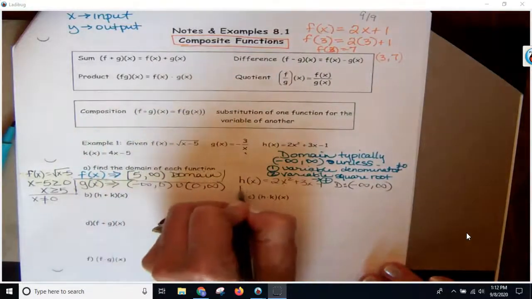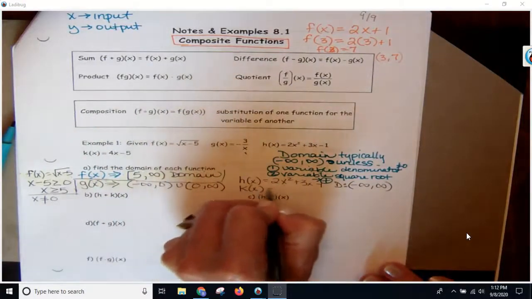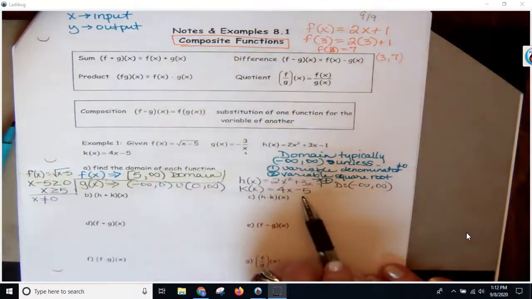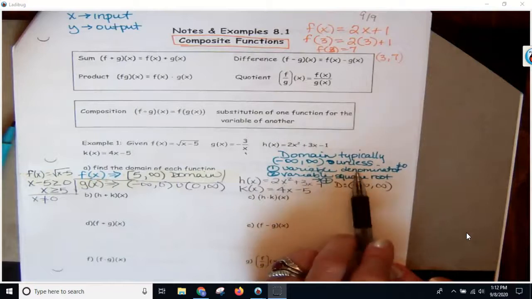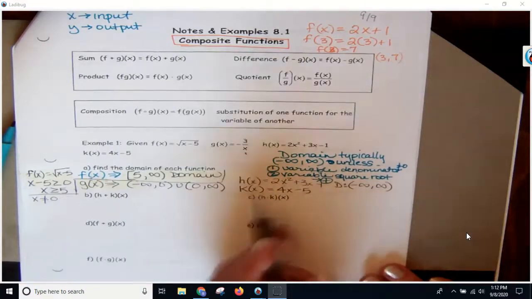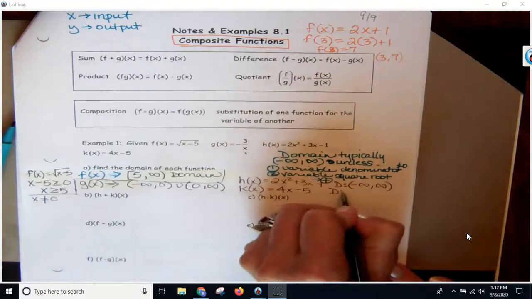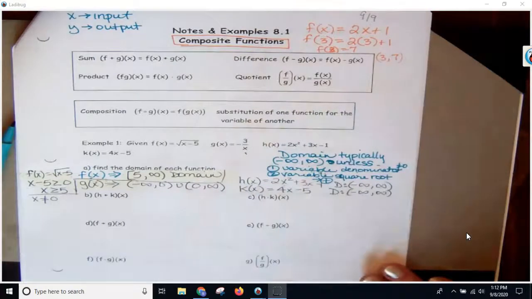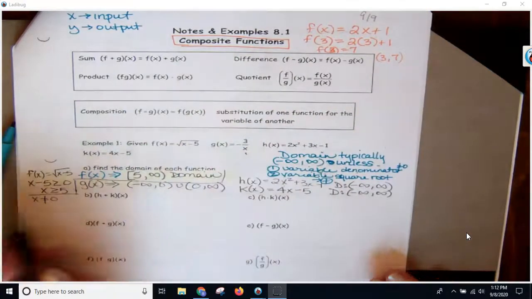And then what about k of x? Again, 4x minus 5. Do I have a situation where I have a variable in the denominator? No. Do I have a situation where the variable is in the square root? No. So my domain is going to be negative infinity to positive infinity. Alright, so now we've got our 4 domains.